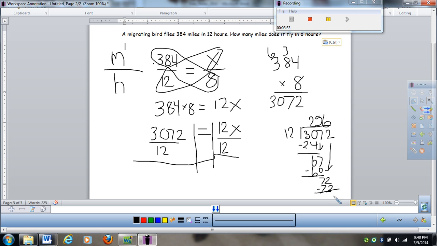telling me that 3,072 divided by 12 is 256. And on this side of the balance, I know that that is x, telling me that the bird flies 256 miles in 8 hours.